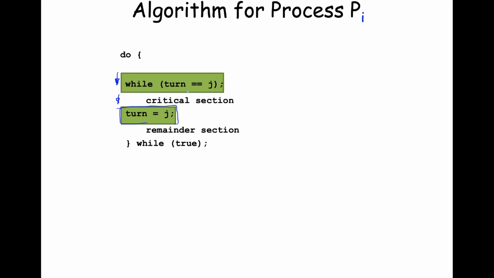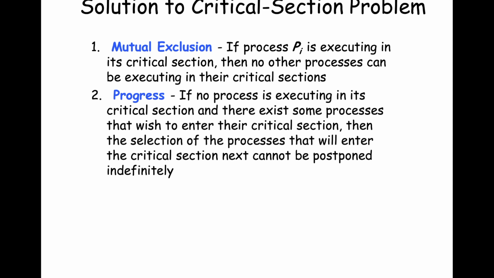And when turn is equal to i, the ith process executes in its critical section, but all the other processes, process j for all values of j not equal to i, cannot enter the critical section. That's what mutual exclusion means: this serialized access to the critical section.